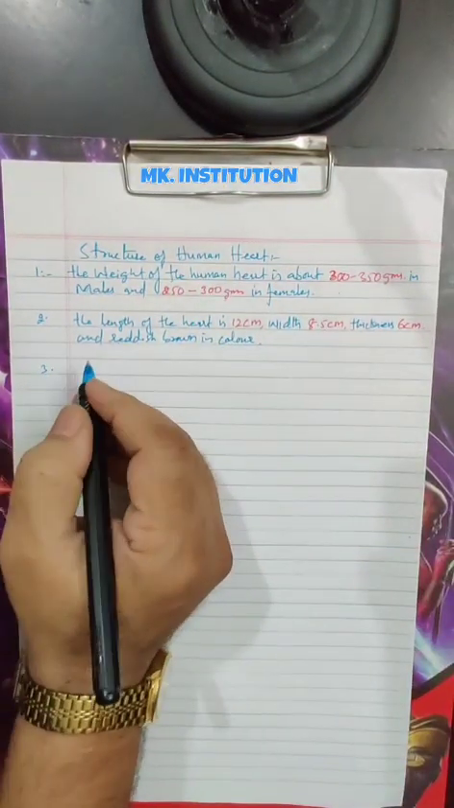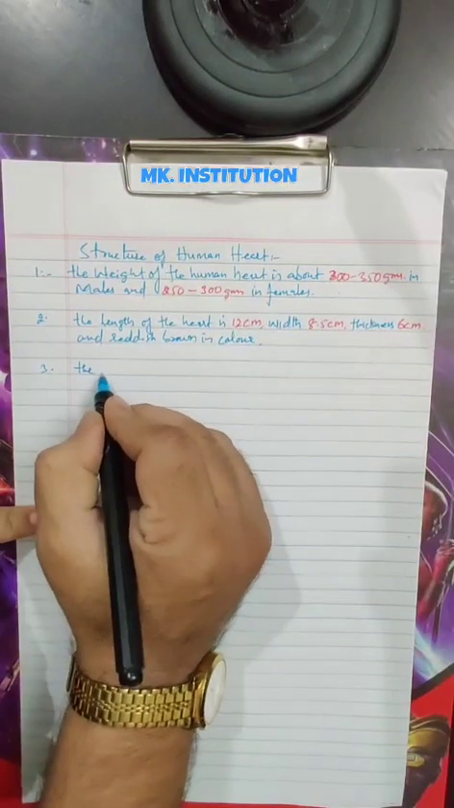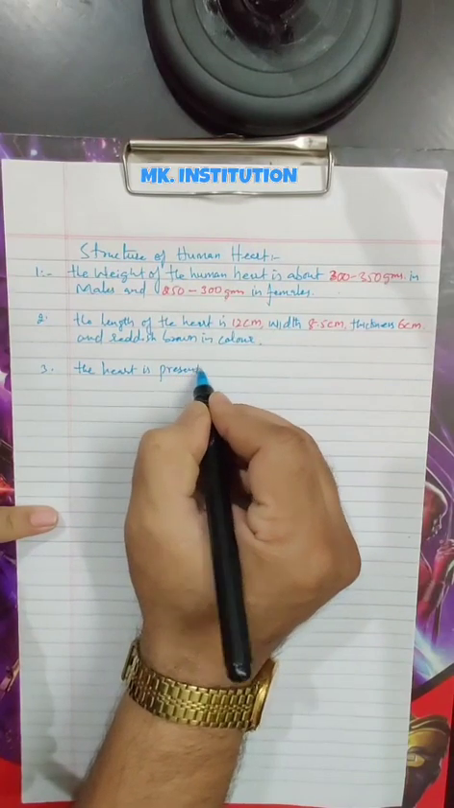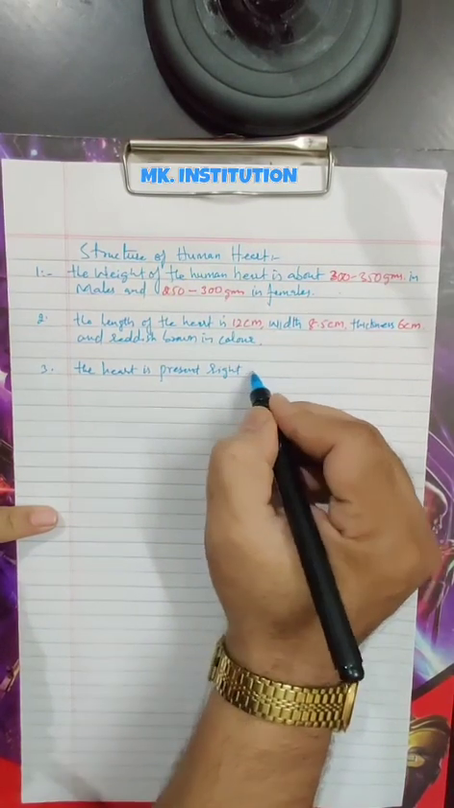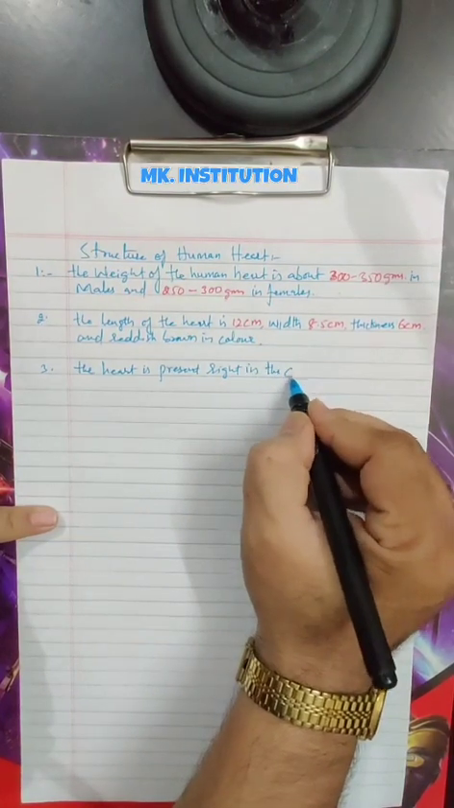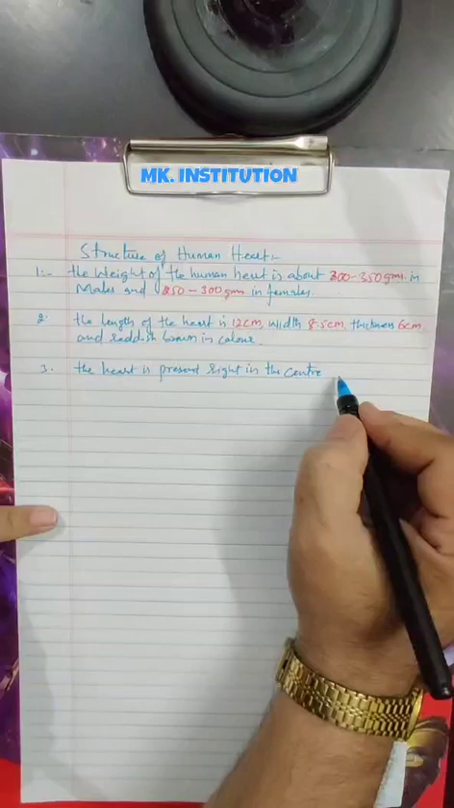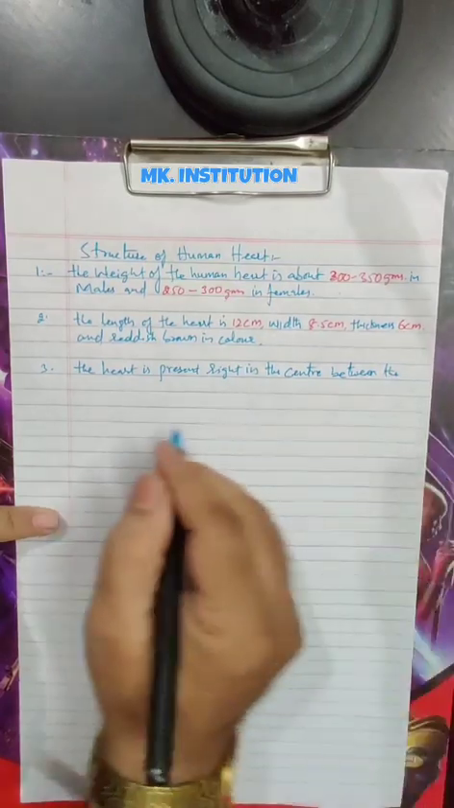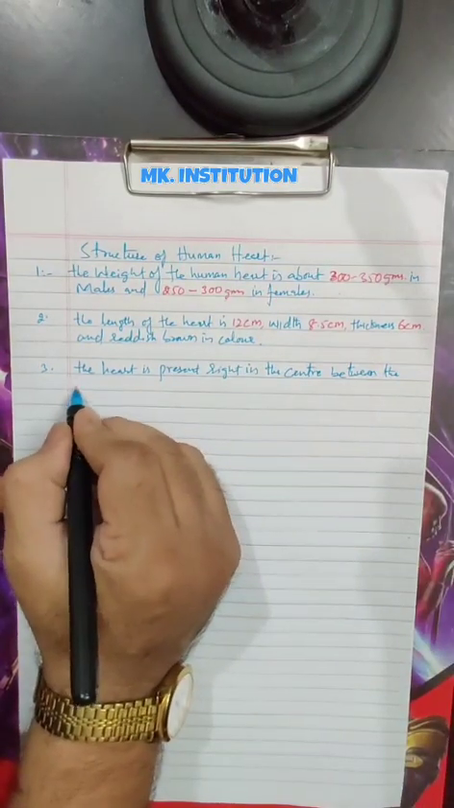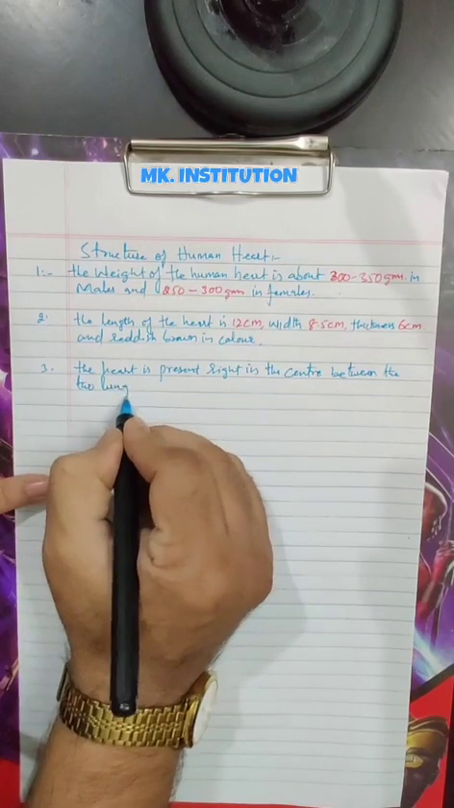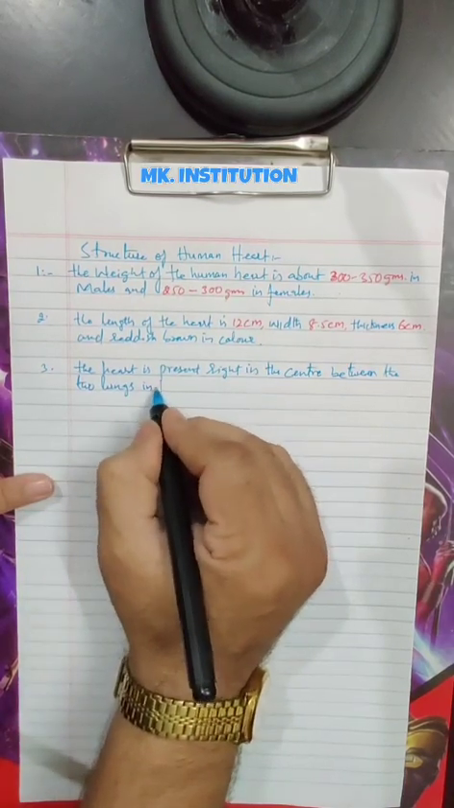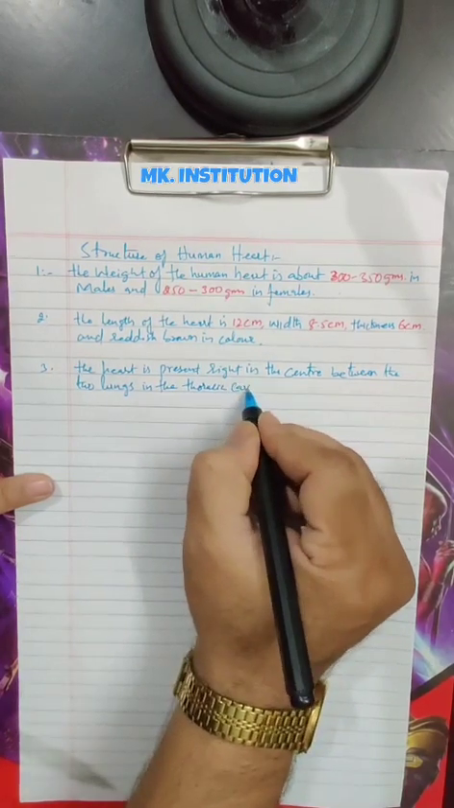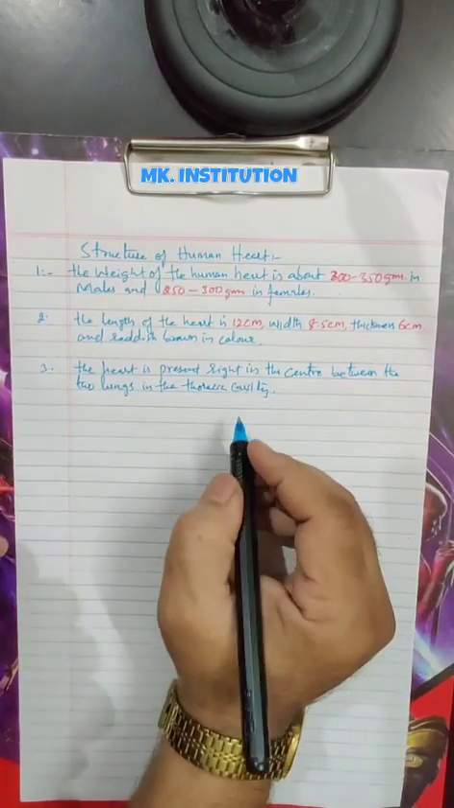Clear? And third point, the heart is present right in the center, between the two lungs, in the thoracic cavity. Thoracic cavity is otherwise called chest cavity.